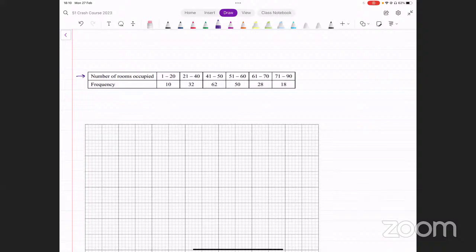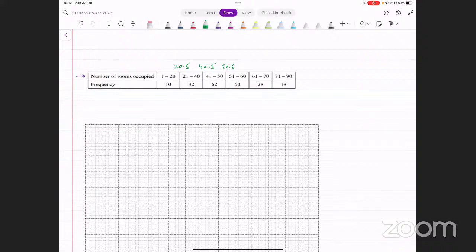So when you are drawing a cumulative frequency curve for data sets which are discrete, you are not going to adjust it like this. You won't say that this is 20.5 and this is 40.5, this is 50.5. For a histogram, you need to do that. But the problem with that is that histograms cannot have gaps between them.